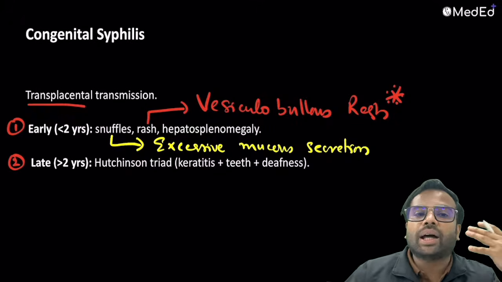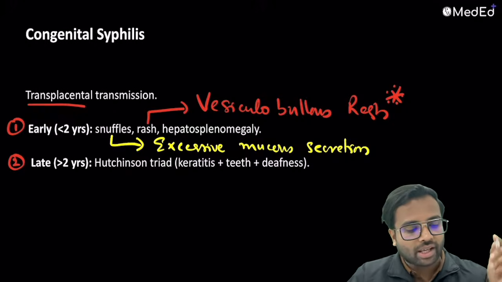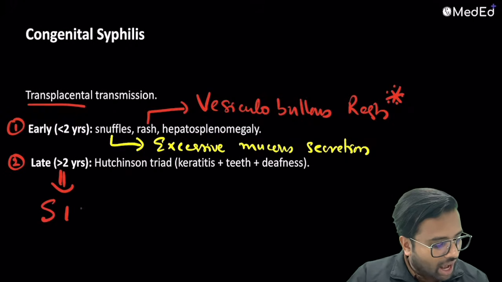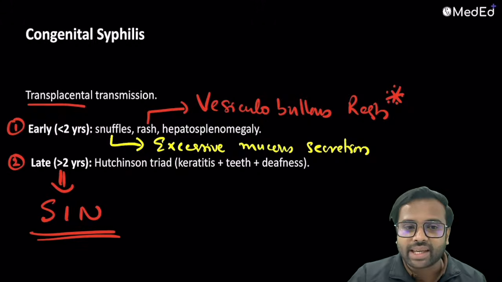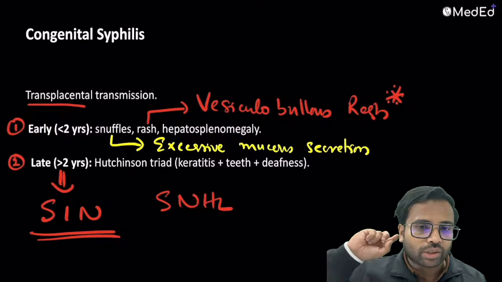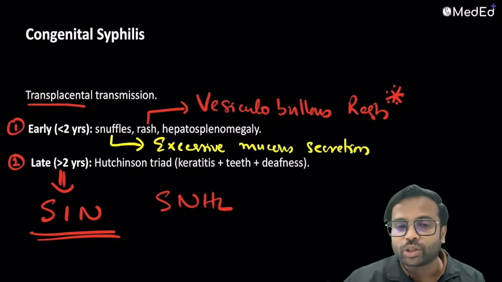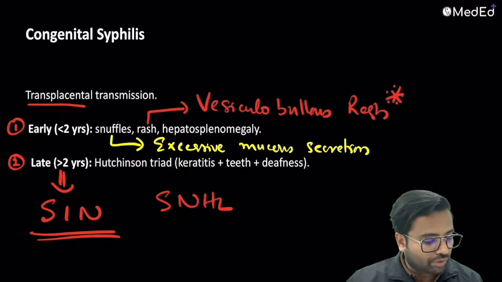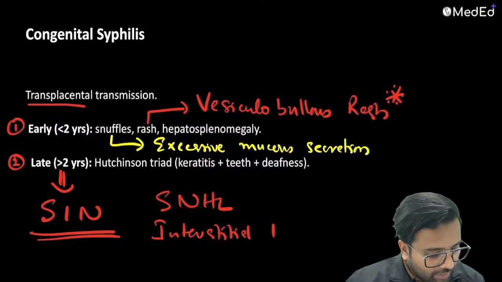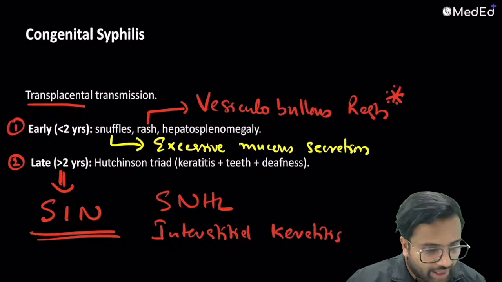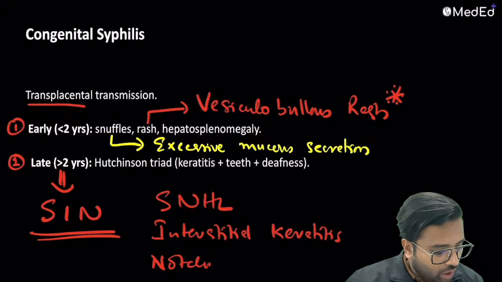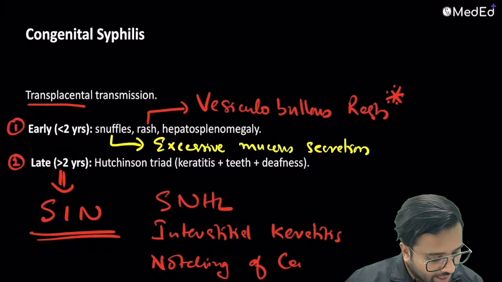And then comes late congenital syphilis after 2 years. After 2 years, you can remember it as SIN. So what is SIN? S stands for sensorineural hearing loss. So there is a hearing loss. I stands for interstitial keratitis. And N stands for notching of central incisor teeth.